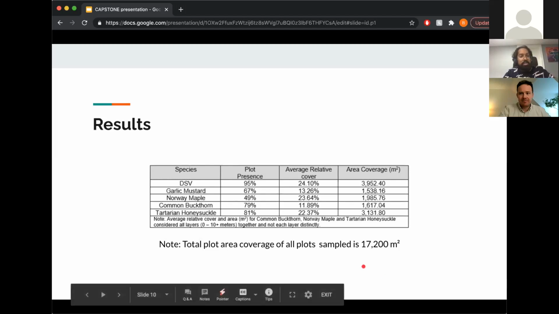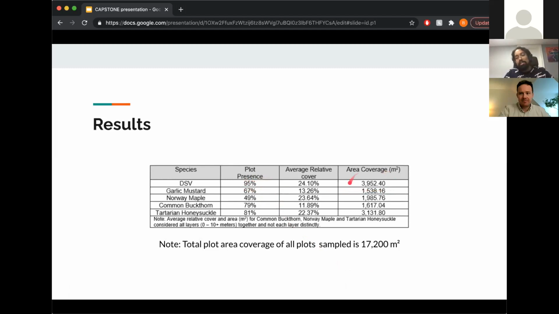Looking at this, you'll notice that DSV was easily the most present species, across 95% of all plots. It also covers the largest area, 3,950 meters squared. It's followed by Tartarian honeysuckle, and you can see the other species here.